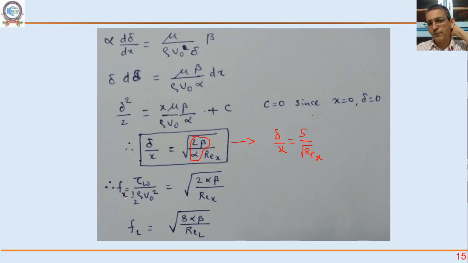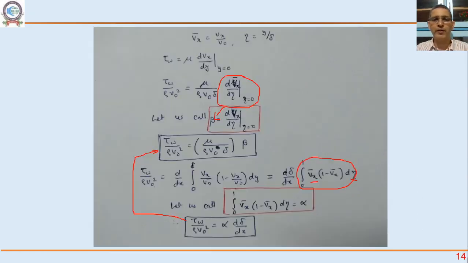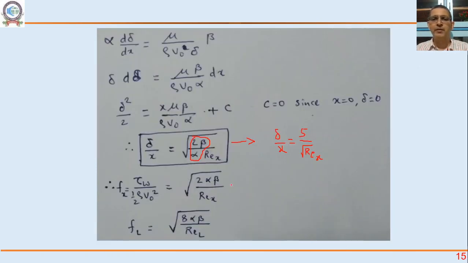If we write in terms of friction factor, tau w by half rho v square, you can take from here, use this expression. Just make it half here, half, and then half on the other side as well. And simplify. You will get friction factor at any x as square root 2 alpha beta by Rex. Integrate, you will get the friction factor for the whole plate as 8 alpha beta by Rel square root.